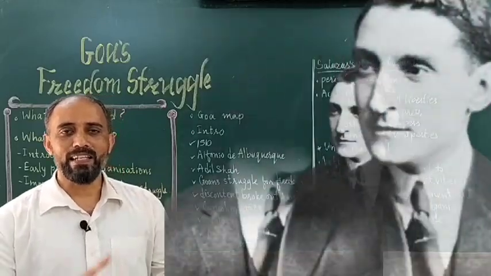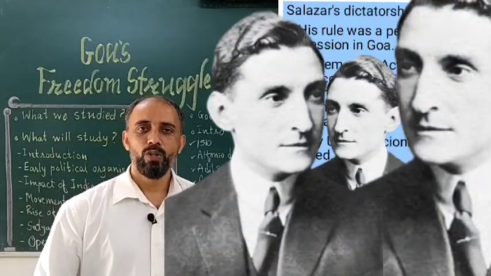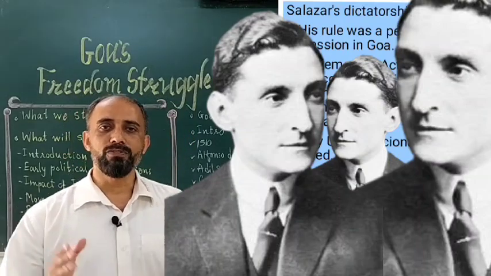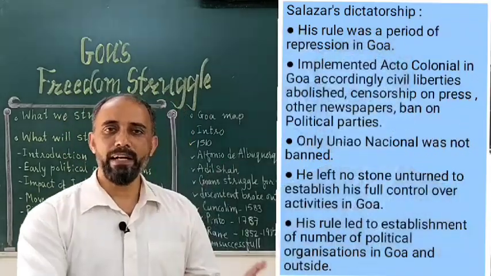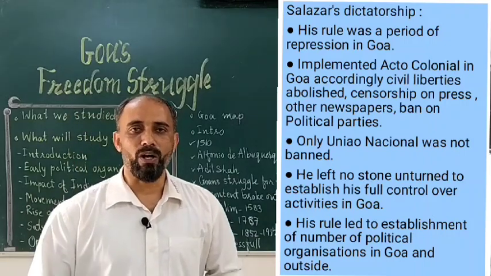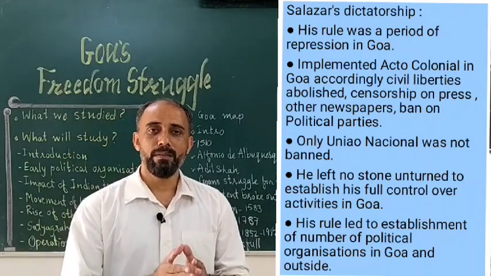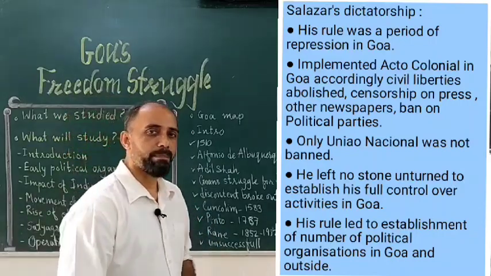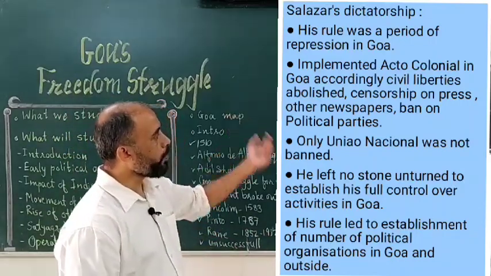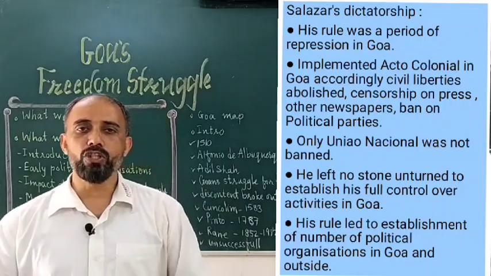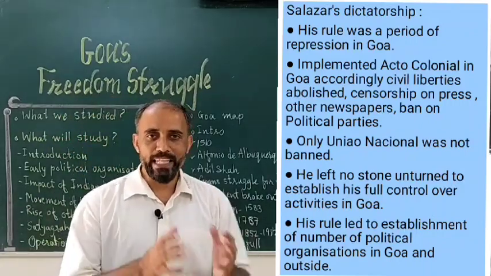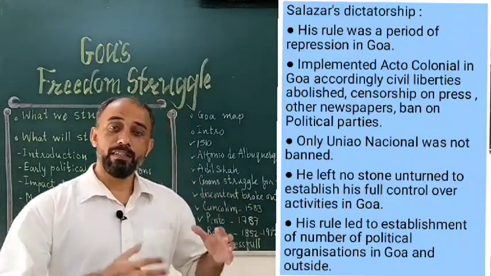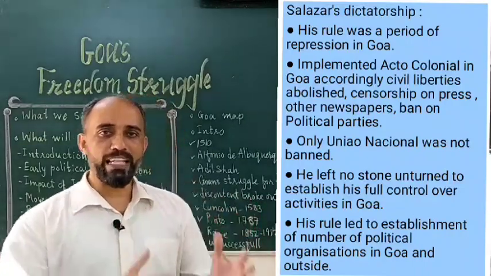Now let's see Salazar's dictatorship. Salazar was the dictator of Portugal and remained in power for almost 36 years. He had direct control over the Goan colony, and during his tenure, Goa faced a period of repression or oppression. He passed the Acto Colonial law in Goa. Acto means act, colonial is a colony. When the Portuguese had a colony in Goa, they had their act or law called Acto Colonial.